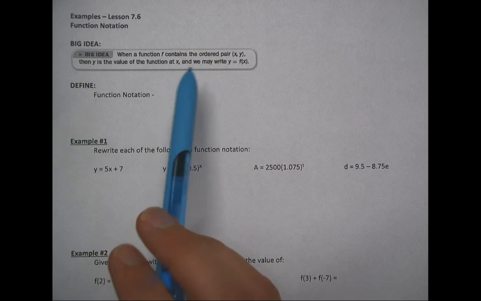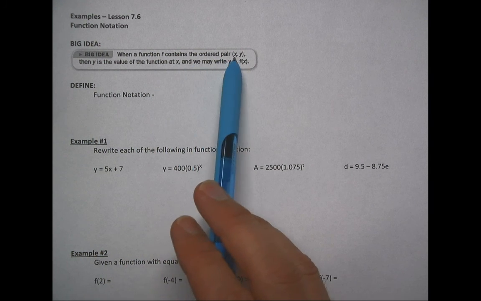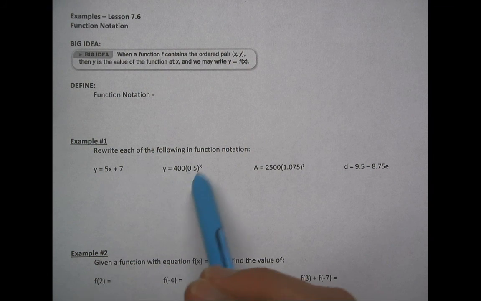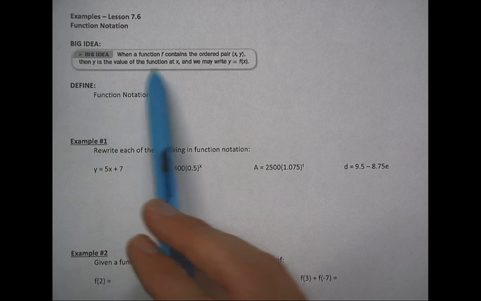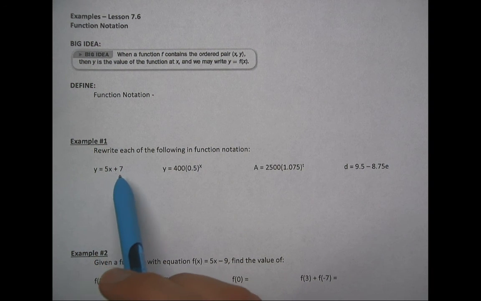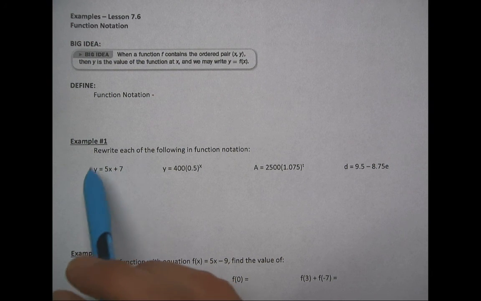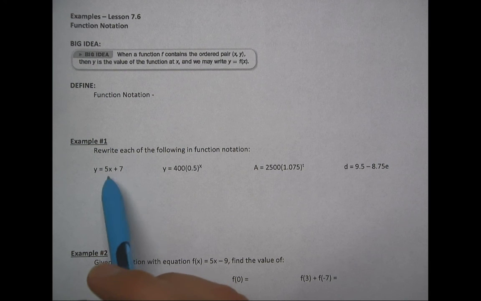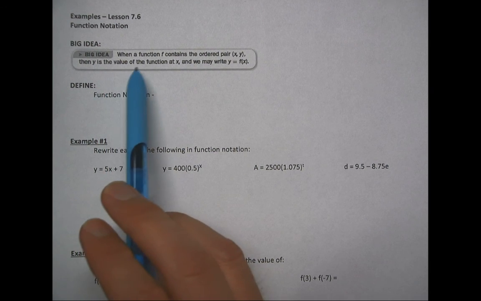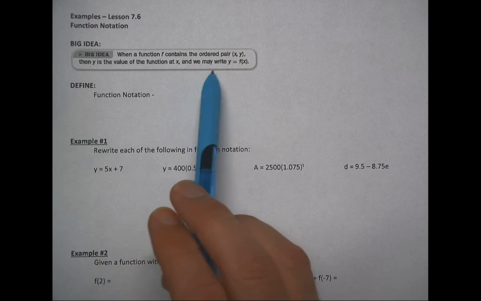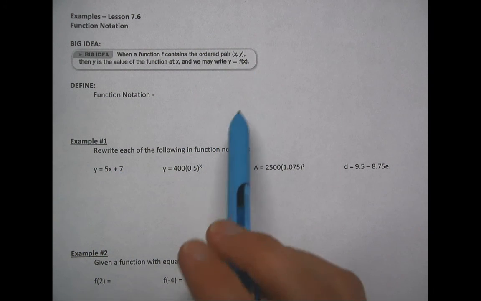And if you look at the big idea, when a function f contains this ordered pair x and y, so we've got that ordered pair, it's being used in an equation, then y is the value of the function at x because y equals this. So based on x, the independent variable, whatever we plug in creates y, so y is dependent on x. So y is the value of the function at x. Given x creates y, we can write y equals f of x.